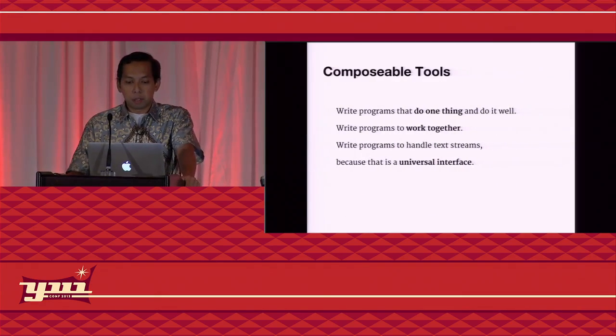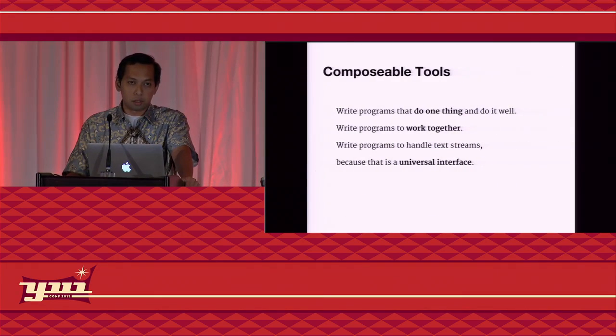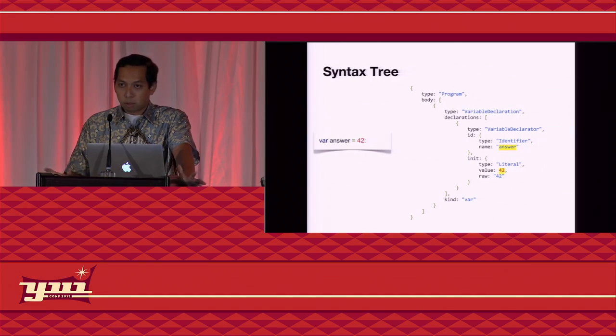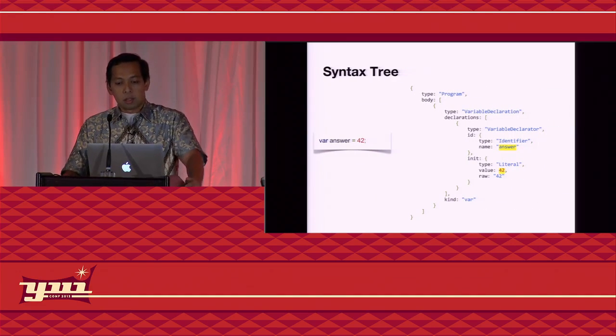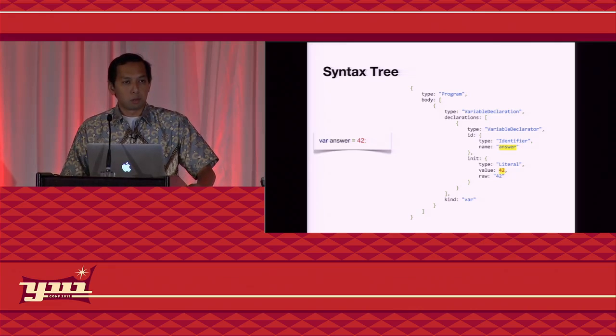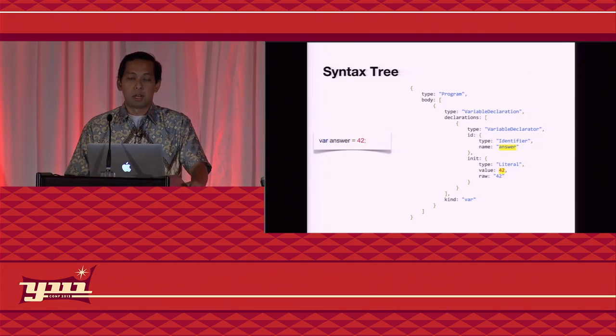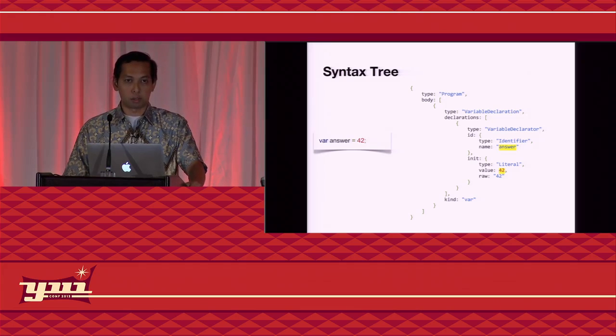Now, the basic principle of modern JavaScript tools is just three things: do one thing, work together, and have a universal interface between those tools. Does anyone know what it is? This is not the Agile Manifesto. This is the philosophy of Unix. And if you talk about combining blocks of tools, the first thing that we need to do is to be able to understand the structure of your code. So if you write var answer equals 42, being able to extract that information in the form of a syntax tree will be extremely important. That's the first step.